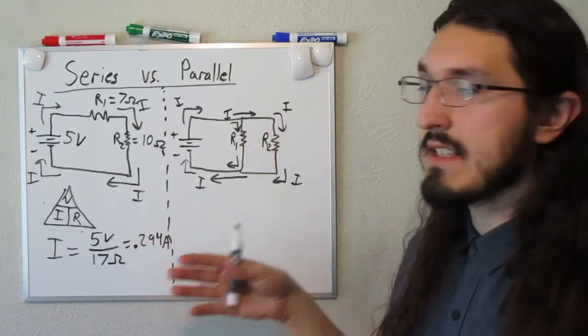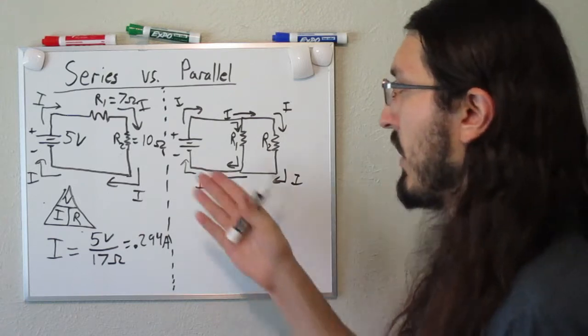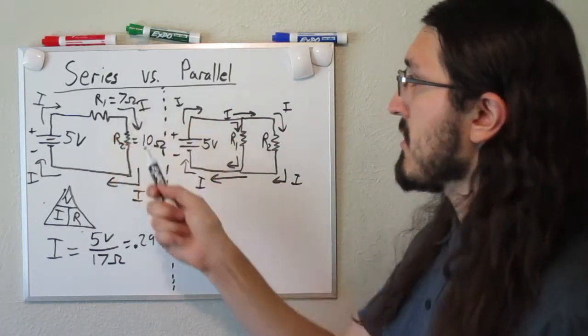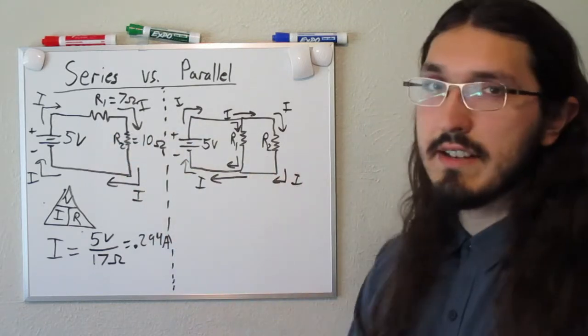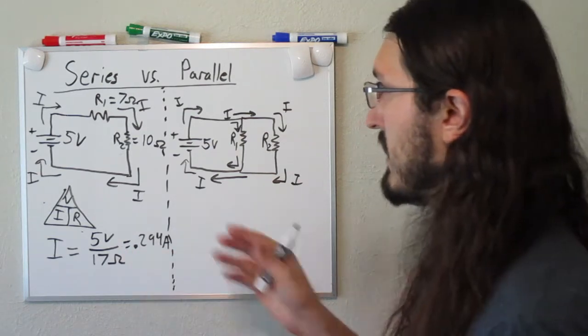Okay, now I'm going to go through a similar process to what I did over here. I'll try to find the current around this parallel circuit. I'm going to say that I still have a 5 volt battery and my resistors are still 7 ohms and 10 ohms. But now they're in parallel with each other. So these calculations are now going to be different. We'll see how these calculations compare side by side between series and parallel.